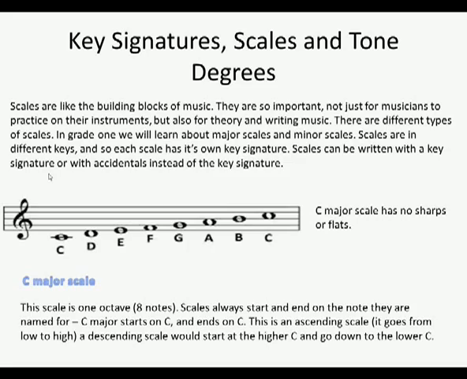You can see that this scale is an ascending scale, meaning it goes from a low tone to a high tone. A descending scale would start at the higher C and go down to the lower C.